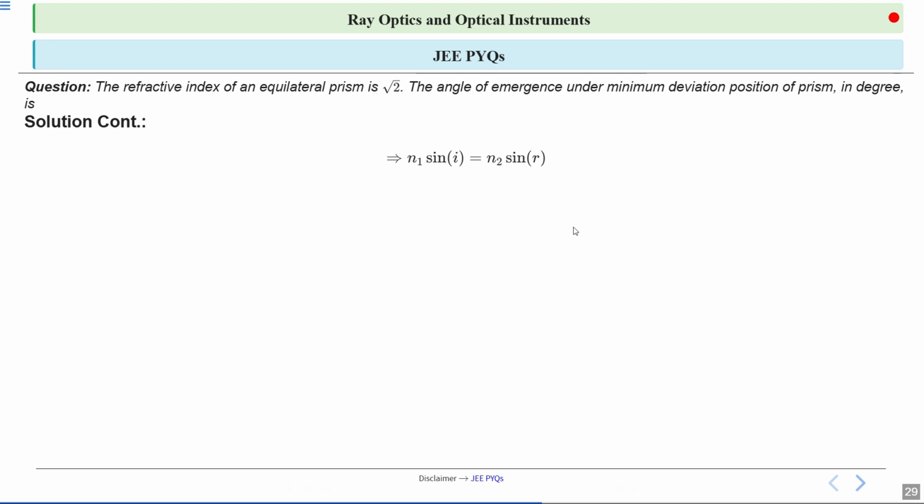So again, equation n1 sin I equal to n2 sin R. So n1 equal to 1, n2 equal to √2, and R equal to 30 degree. Okay, so let's substitute these values in the above equation. So substituting the known values into Snell's law, we have 1 multiplied by sin I equal to √2 multiplied by sin 30 degree.